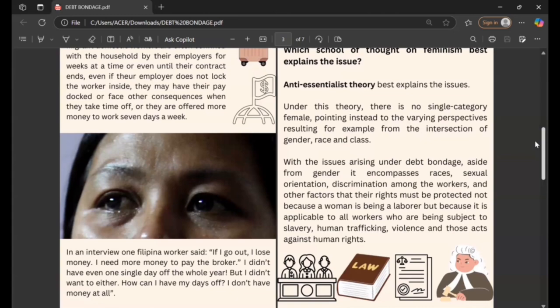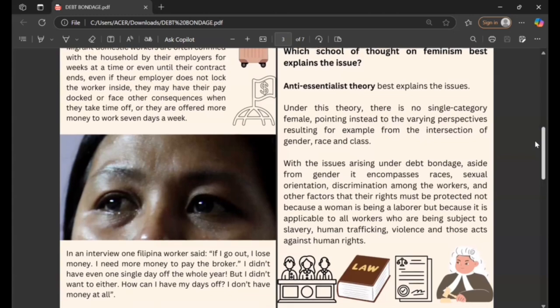So with the issues arising under debt bondage, aside from gender, it encompasses races, sexual orientation, discrimination among the workers, and other factors, so that their rights must be protected, not because a woman is being a laborer, but because it is applicable to all workers who are being subject to slavery, human trafficking, violence, and those that act against humanity.